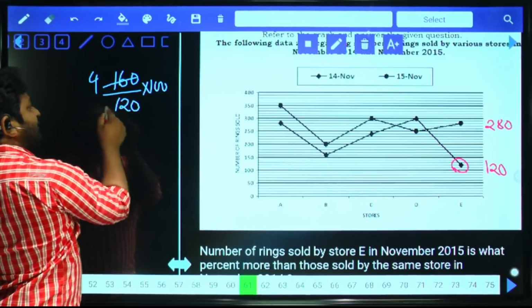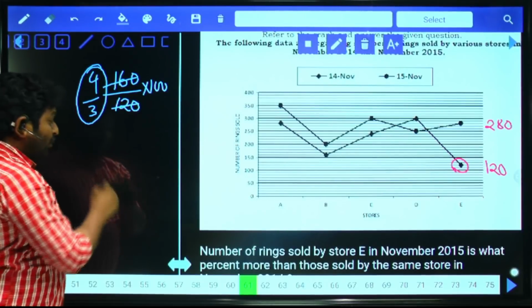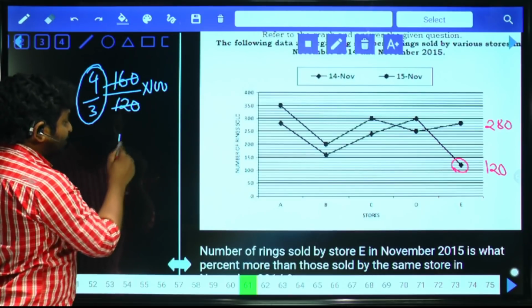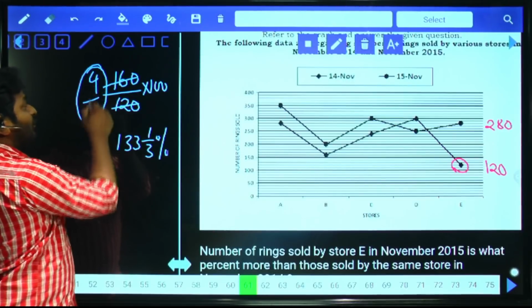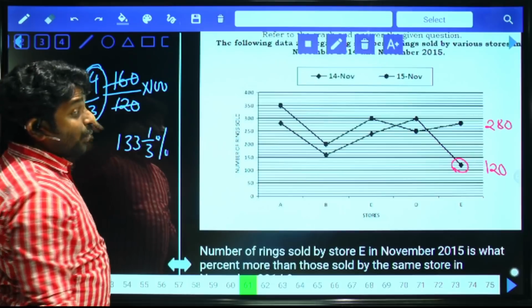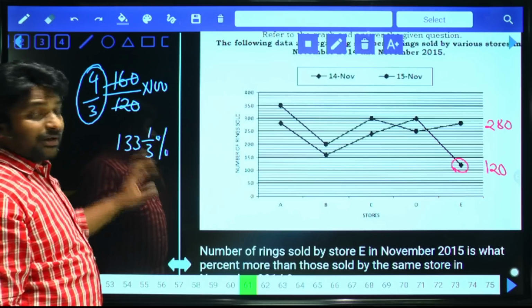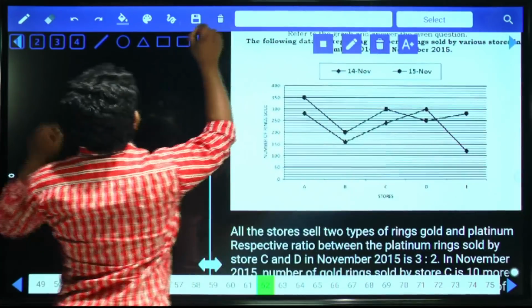280 is 60 more with respect to 120, percentage into 100. 4 by 3 can be written as 1 plus 1 by 3. 1 in the sense 100 percentage, 1 by 3 in the sense 33 1 by 3. So that is 133 1 by 3 percentage. Next.